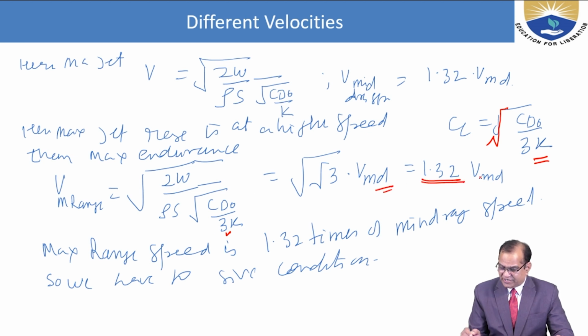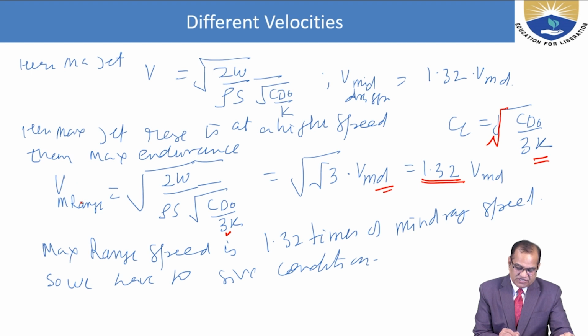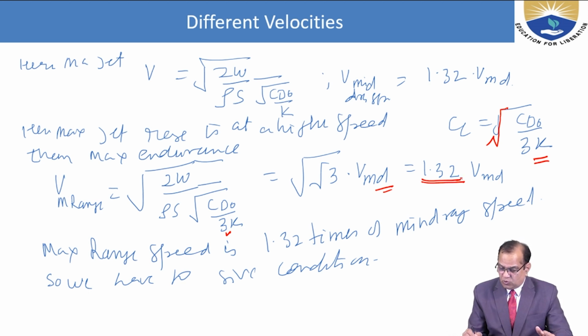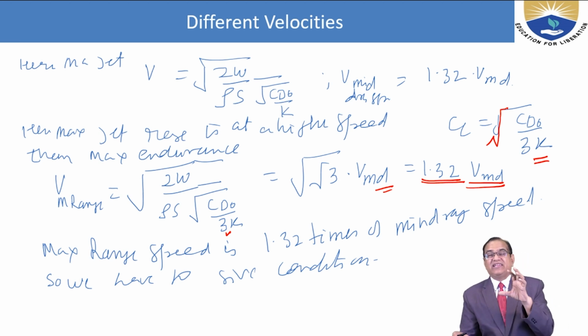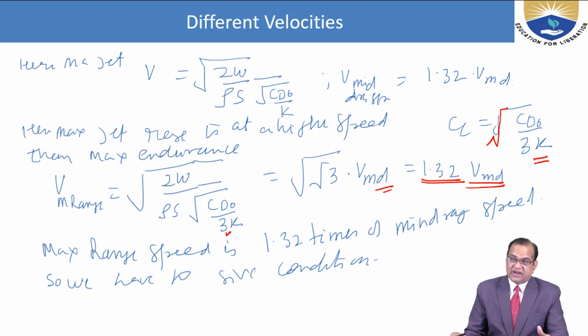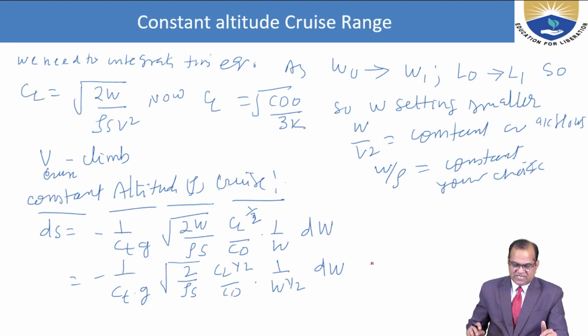So it is a very good result that for the maximum range, the velocity at which we should fly is 1.32 times V minimum drag. It means it is 32% higher than the minimum drag speed. If you fly at that speed, your range will be maximum. So maximum range speed is 1.32 times the minimum drag speed. So we have to give this condition.